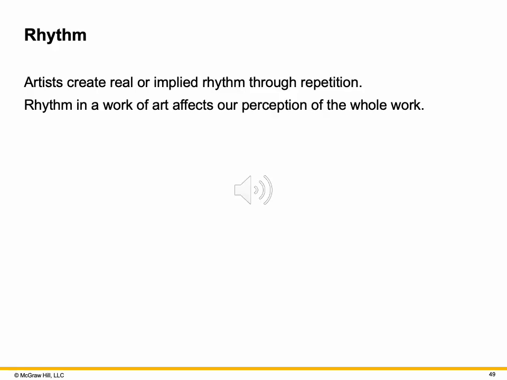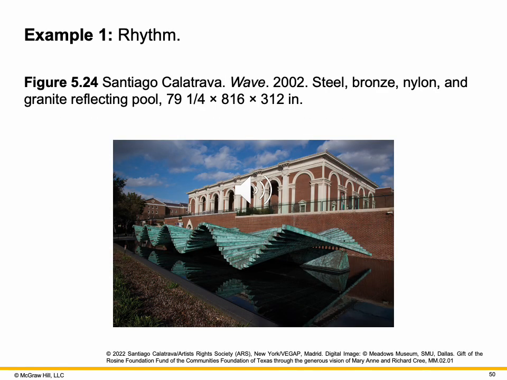Artists create real or implied rhythm through repetition. Rhythm in a work of art affects our perception of the whole work. Rhythm is based on repetition, and it is a basic part of the world that we find ourselves in. We speak of the rhythm of the seasons, which reoccur in the same pattern every year, the rhythm of the cycles of the moon, the rhythm of the waves upon the shore.